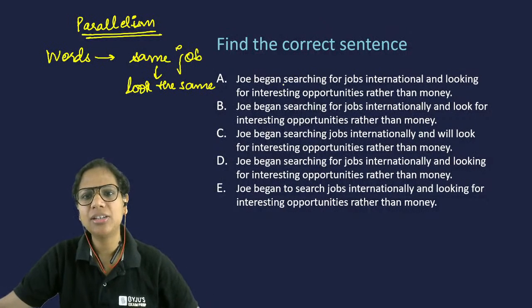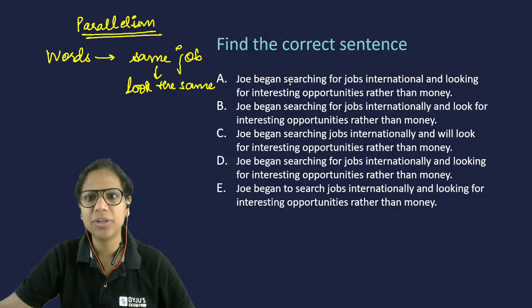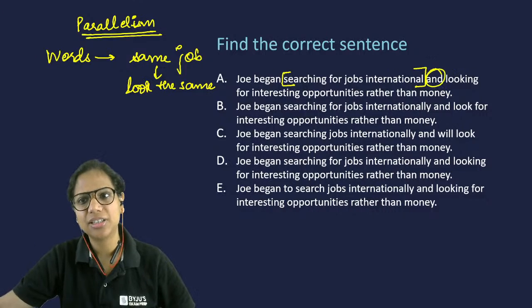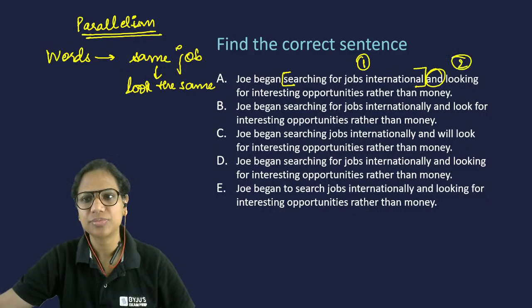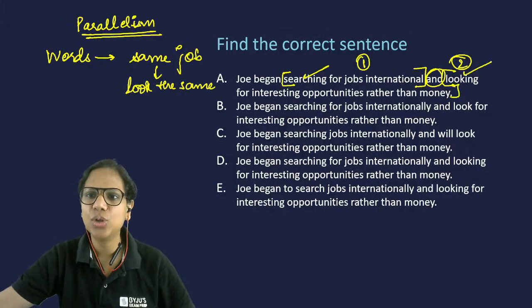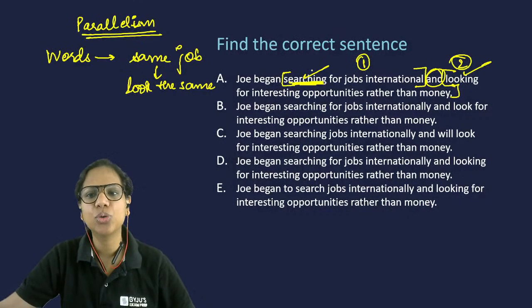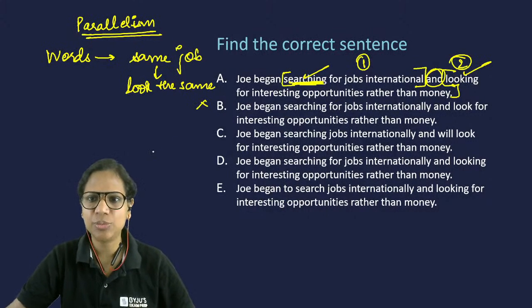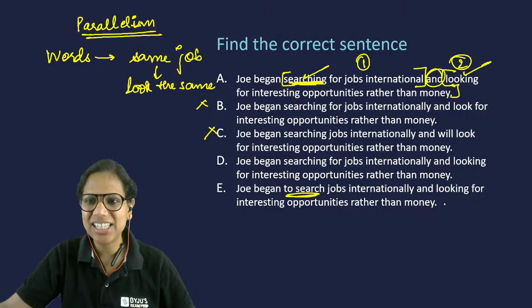So, Joe began doing two things, isn't it? Joe began searching for jobs internationally, and Joe began to do another thing also, looking for interesting opportunities rather than money. So, searching and looking, they have to look the same. It can't be to search and looking. It can't be searching and to look. So B is eliminated, C is eliminated, and even E is eliminated.